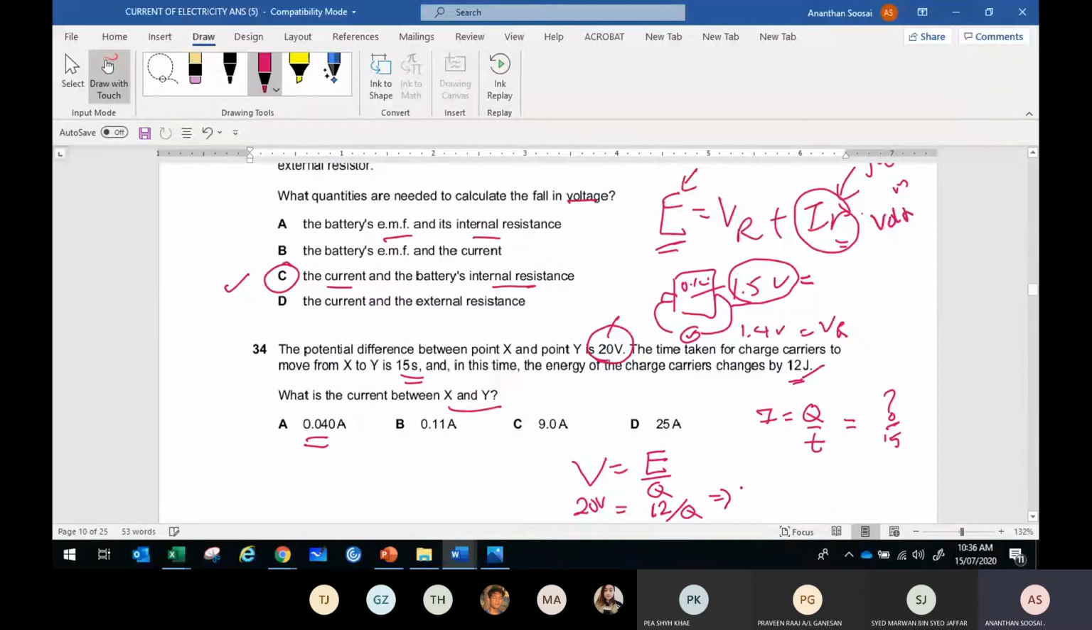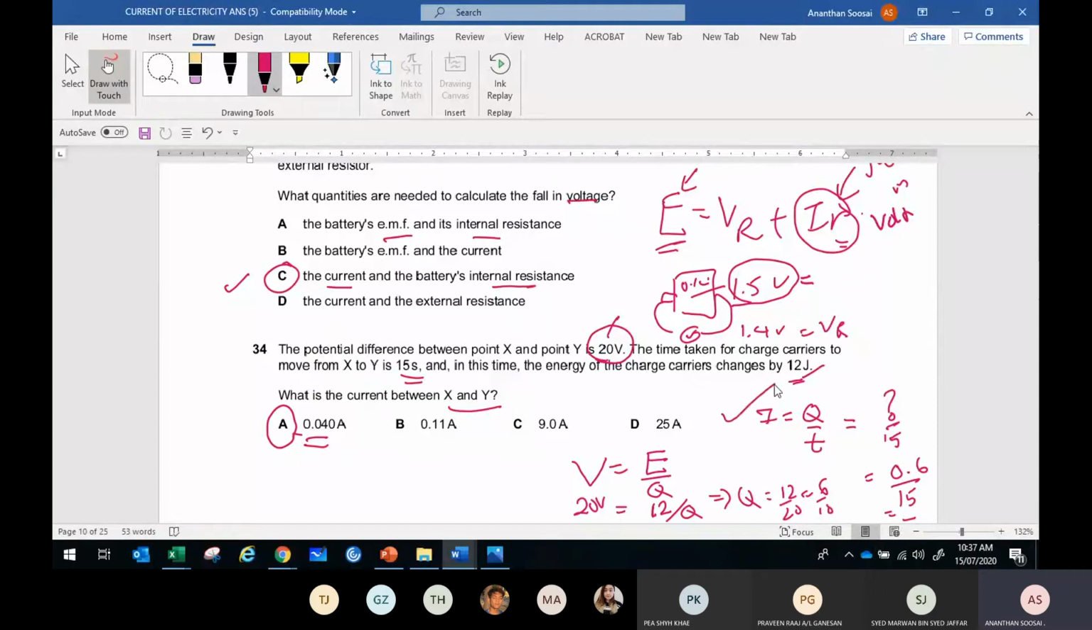So the charge is found to be how much? It is 12 over 20, or in other words, 6 over 10, so it is 0.6. 0.6 divided by 15 will give you the current. So we got 0.04. Okay, good. Those who got this idea, good.